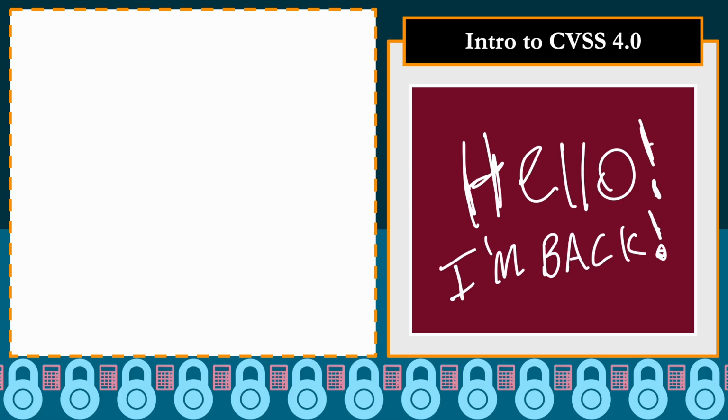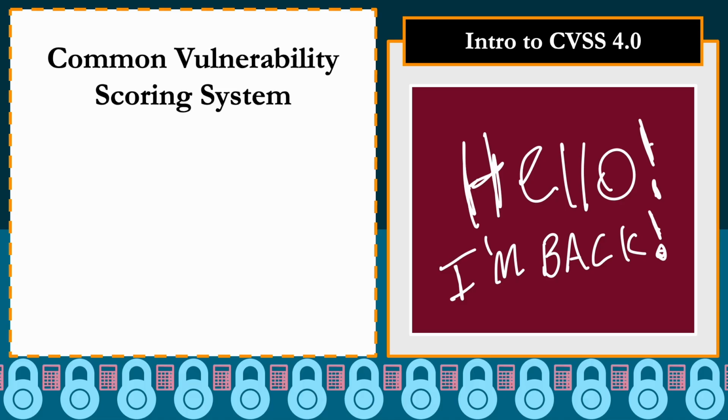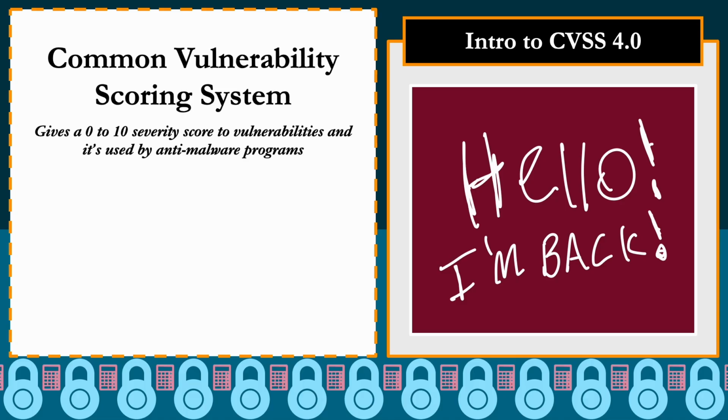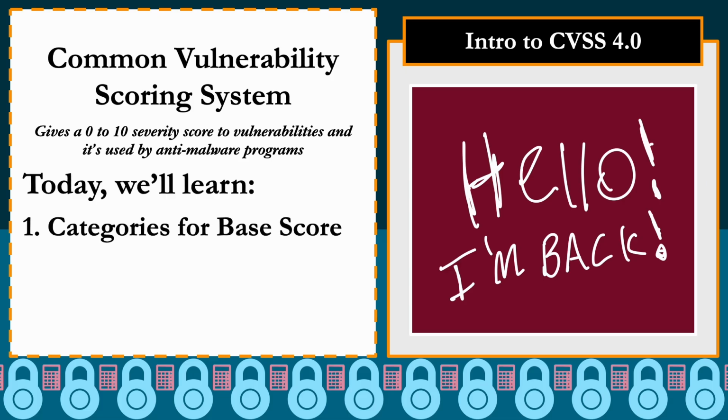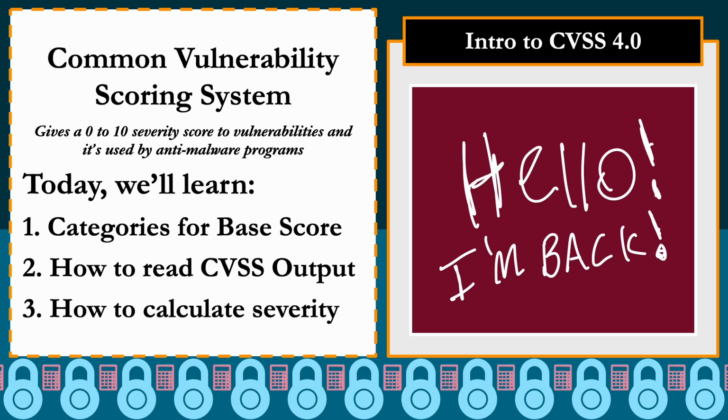Hello, I'm Blaze Morris. Today, we'll be talking about CVSS, the Common Vulnerability Scoring System. This is a scoring system that gives a numerical value to the severity of a vulnerability, and it's used by many anti-malware programs. Today, I will cover what categories are used to determine the score, how to read a CVSS output, and how to calculate the score based on that output.